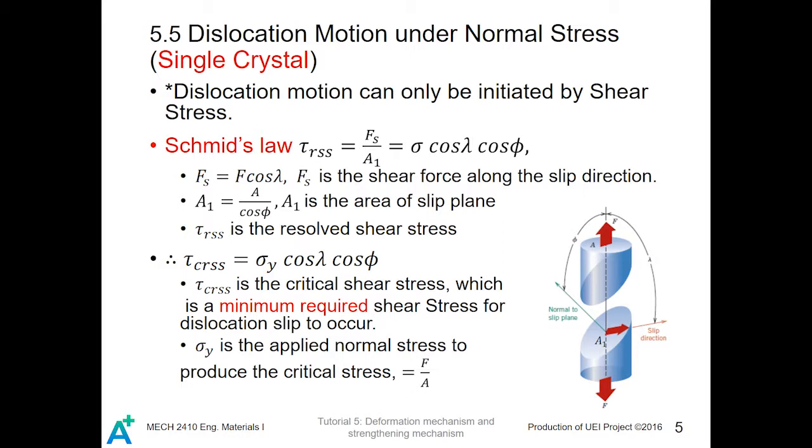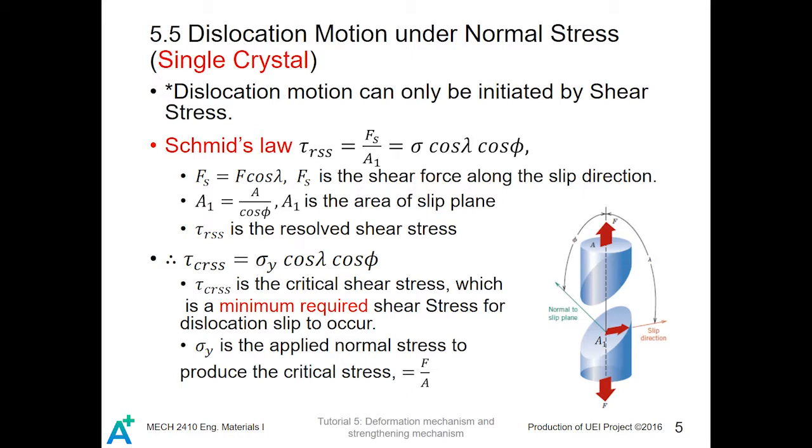Dislocation motion under normal stress for a single crystal, which is very important. The first thing is dislocation motion can only be initiated by shear stress, and that's why somebody derived a law using such a principle, and it's called Schmid's law. And there is one limitation. This one can only be applied for a single crystal material. That is a material only containing one crystal, and the crystal itself is the whole material.